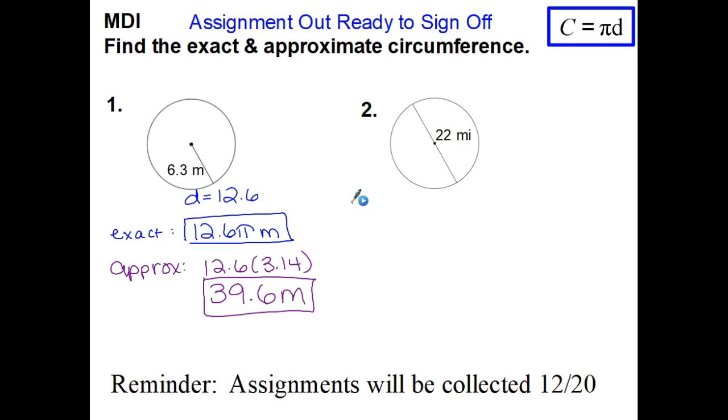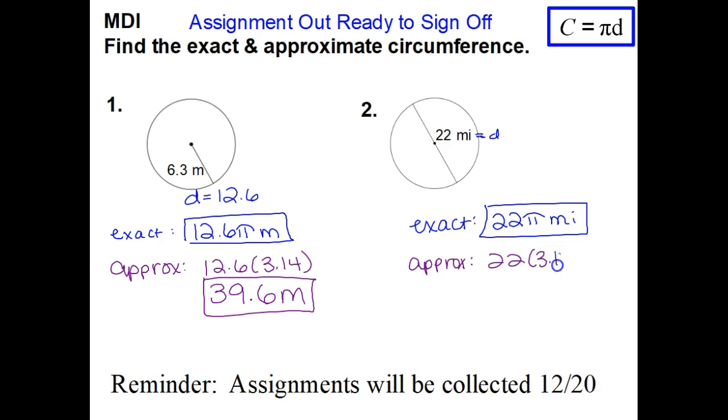In the second one, the diameter has already been given to us, so we don't have to do anything with this 22. We don't need to cut it in half. We don't need to multiply it by 2. This is our diameter because it goes all the way across the circle. So our exact circumference would just be 22 pi, and in this case our label would be miles. For the approximate, again, we take out the pi and put in 3.14. So 22 times 3.14 would be 69.08, which rounds to 69.1. Sorry, I lied. Miles. And so this is our approximate circumference.